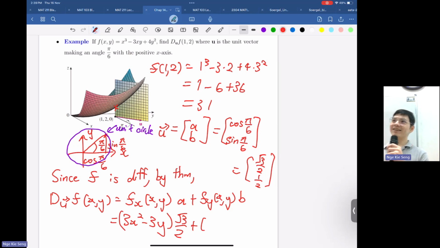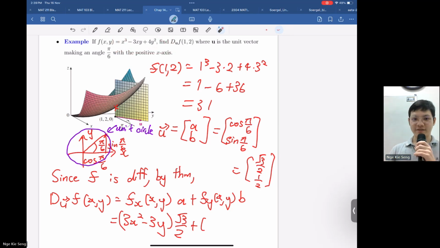Differentiate f with respect to y. Differentiate f with respect to y. Can you see f or not? F here, f here. Can you see f? With respect to y.